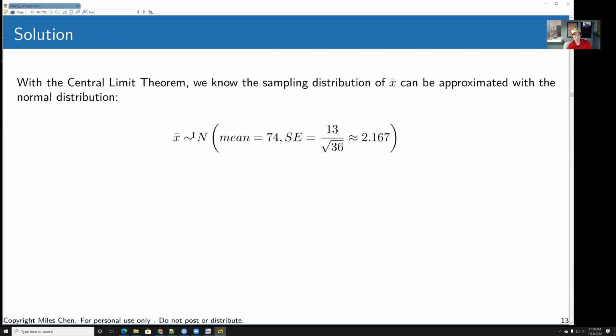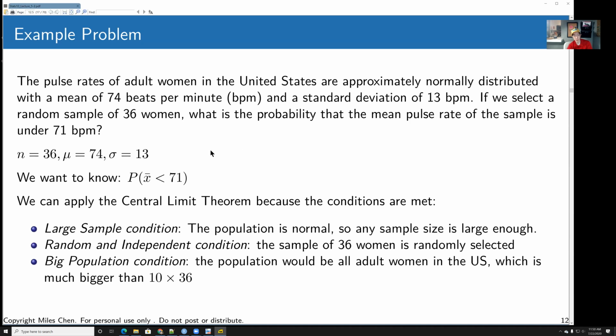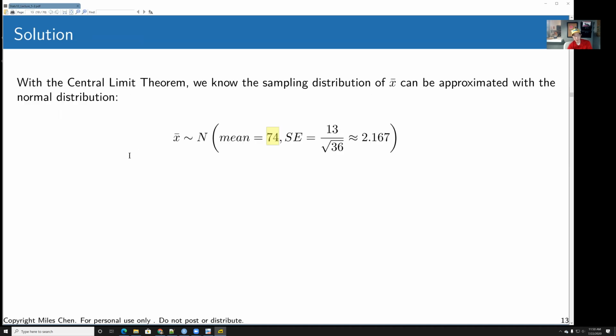So from the central limit theorem, we know that x bar will come from a normal distribution where the mean is equal to the population mean of 74, and the standard deviation is going to be 13 divided by the square root of n, 13 over the square root of 36, which gives me around 2.167. And I would calculate a z-score: x minus the mean divided by the standard error. 71 minus 74 over 2.167, I get negative 1.38.